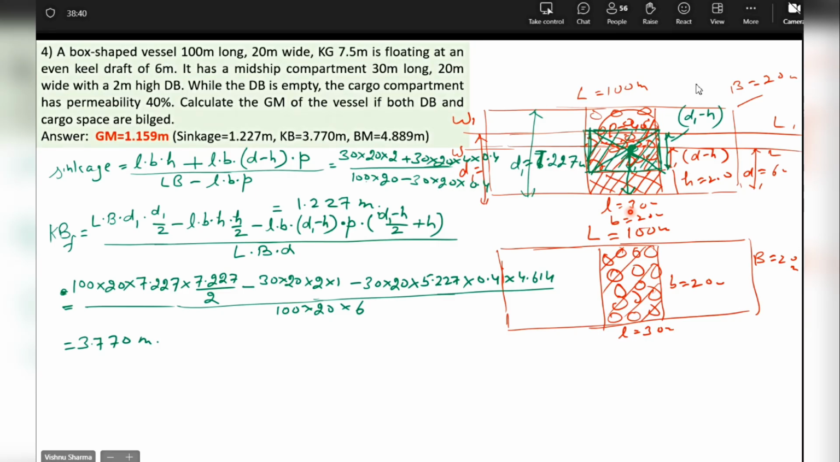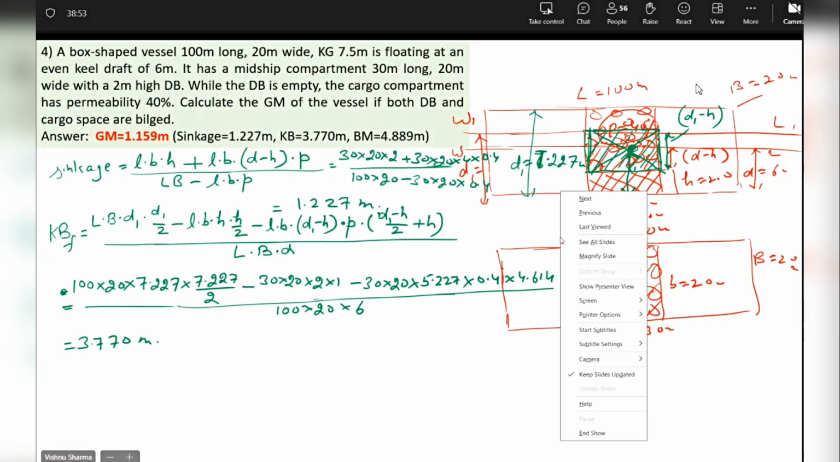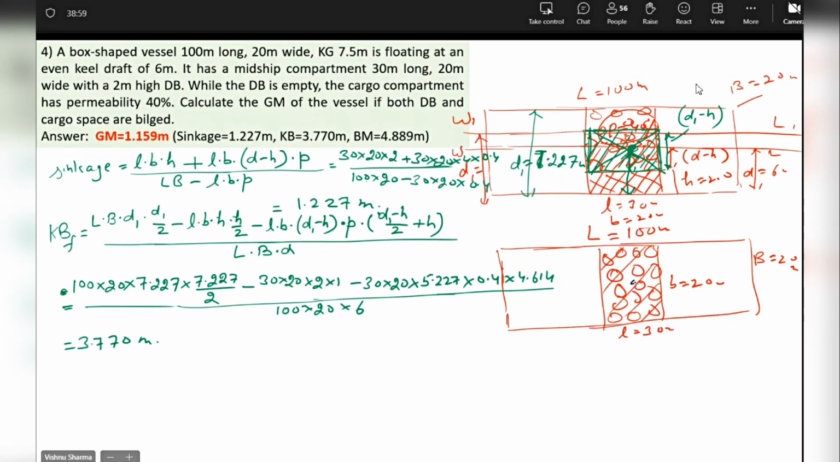Yes, sir. As far as BM is concerned, I don't think there is any challenge because you'll be using the water plane area at W1, L1. Center of flotation. Here is the center of flotation. It happens to be the center line. So BMT will be equal to ICL, like this.